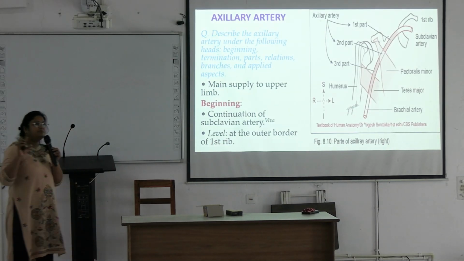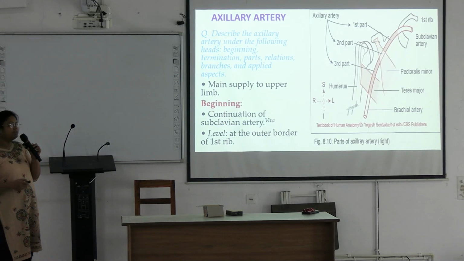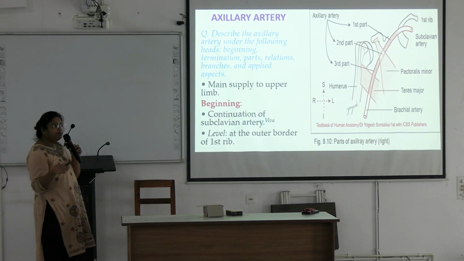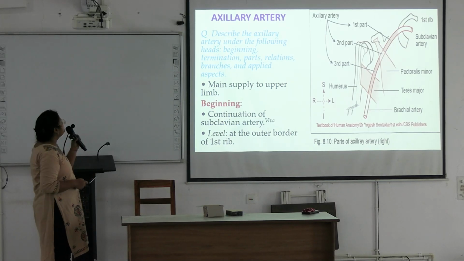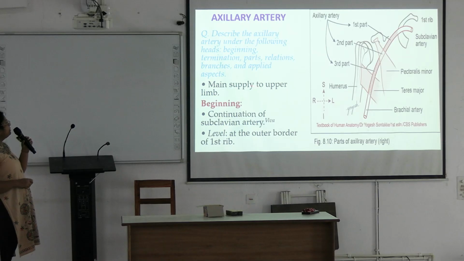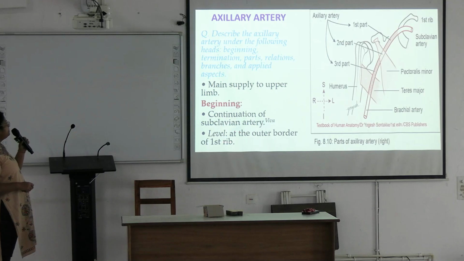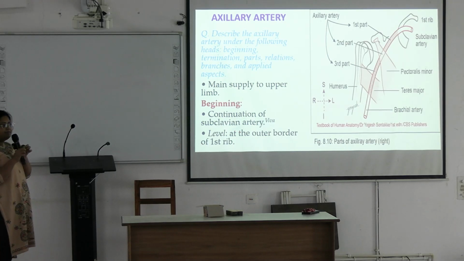Next, we will discuss important contents in detail. Axillary artery, axillary vein, we will discuss, okay. And brachial plexus, we have already discussed. So, axillary artery, it is the main supply to the upper limb. Where it begins, it is the continuation of the subclavian artery at the outer border of the first rib. From the outer border of the first rib, it starts, okay.